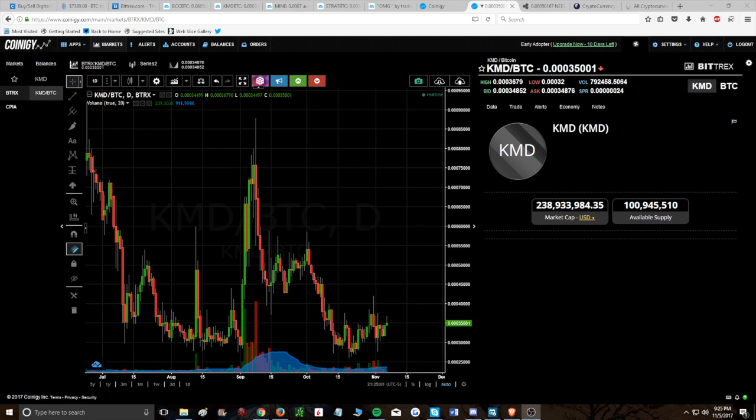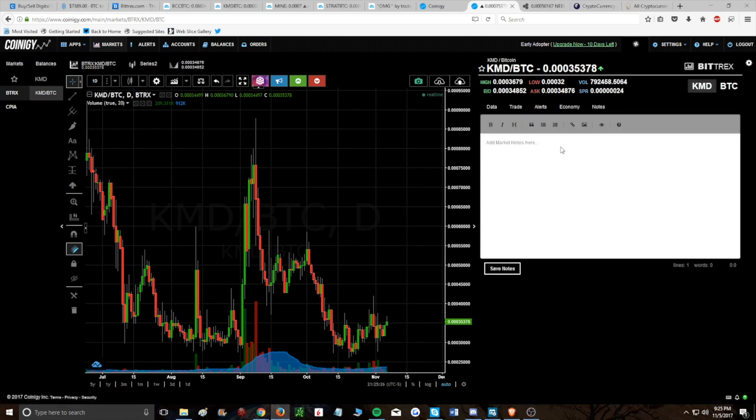So a couple cool little tools on Quadriga are right here: the data, trade, alerts, economy, and notes. And right now I'm under economy. That'll tell you the current market cap and the supply. That's just nice information to know on the fly. I don't have to look this coin up on CoinMarketCap to figure that out.